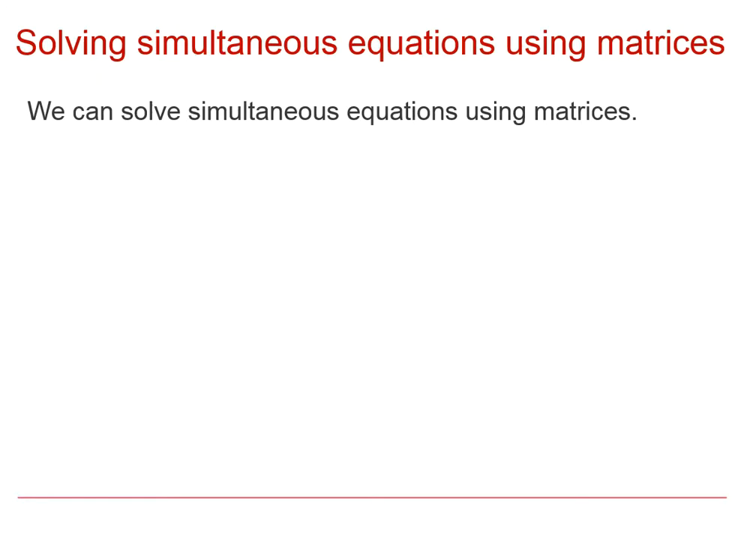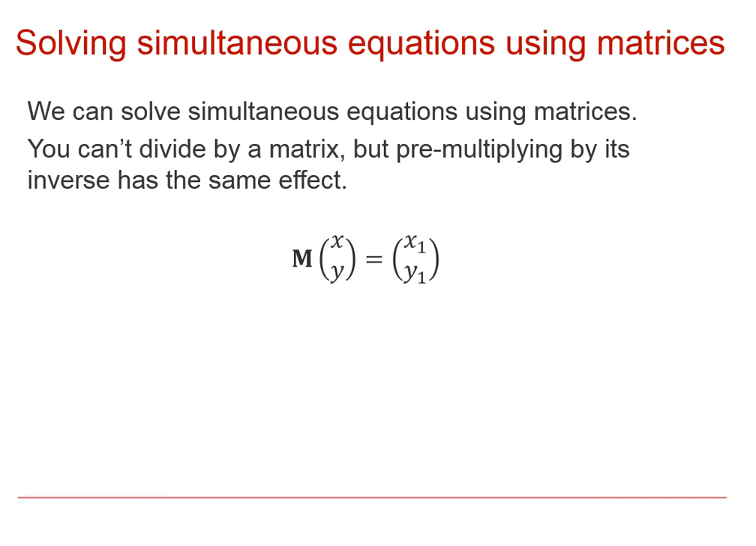So we can solve simultaneous equations using matrices. We write our system of simultaneous equations in matrix form, like this. But in order to find out what x and y are, you can't divide by a matrix. However, if you pre-multiply by its inverse, it has the same effect.